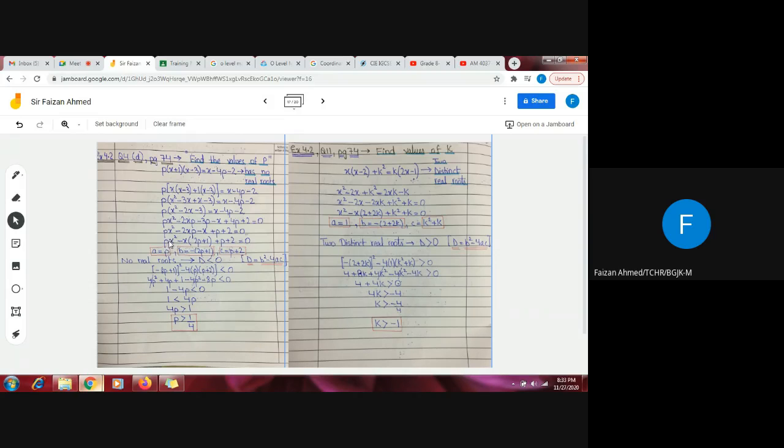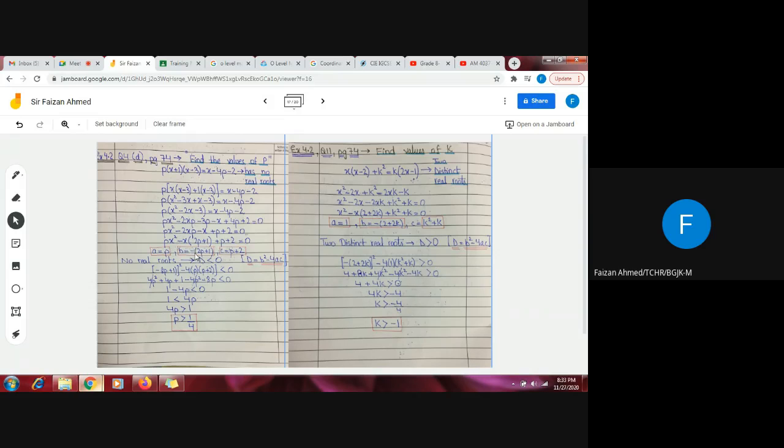A is basically the coefficient of x square, so the coefficient of x square is p, so the value of a is p. The coefficient of x is minus bracket open 2p plus 1. So I will write b is equal to minus 2p plus 1 bracket, and then the value of c is p plus 2. Since the condition has been given that this equation has no real root, I know that the discriminant will be less than 0. So I will just use this formula for the discriminant, b square minus 4ac.